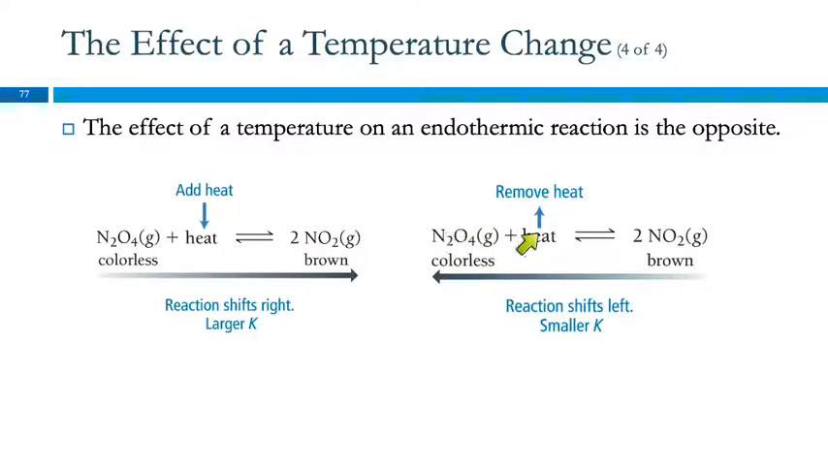So if we remove the heat, the reaction shifts to the left, and that results in the equilibrium constant being smaller. Here it shifts to the right, and the equilibrium constant gets bigger, opposite for the exothermic reaction.